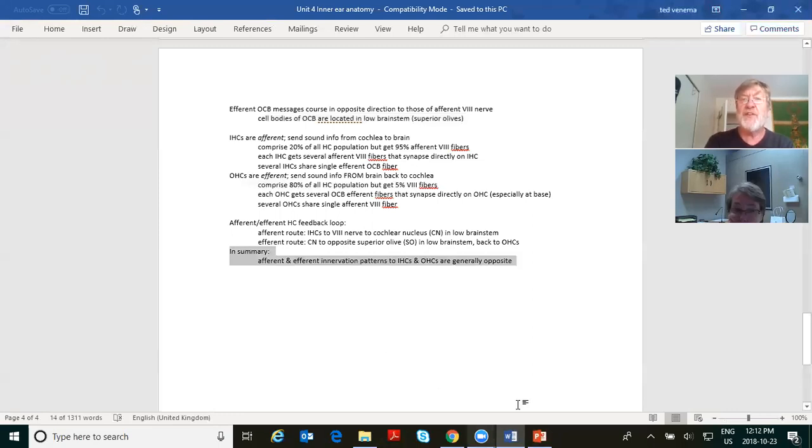I will say this too. How many eighth nerve fibers do you have? 30,000. How many olivocochlear bundle fibers do you have? 1,800. So really, think about the olivocochlear bundle and the eighth nerve in this following analogy.